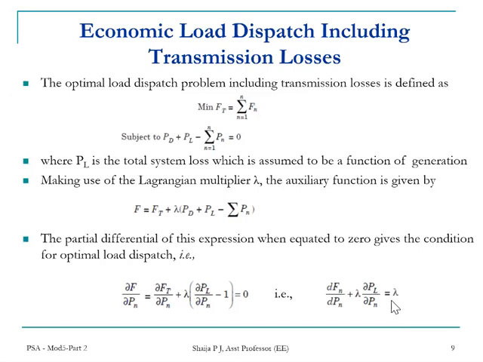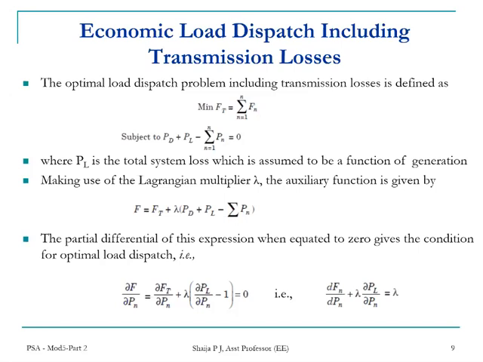As this is equated to 0, we can write it as: this lambda ∂PL/∂Pn, this is lambda. So taking lambda to the right side, you can write ∂Ft/∂Pn as a full derivative. So dFn/dPn plus lambda into ∂PL/∂Pn is equal to lambda.